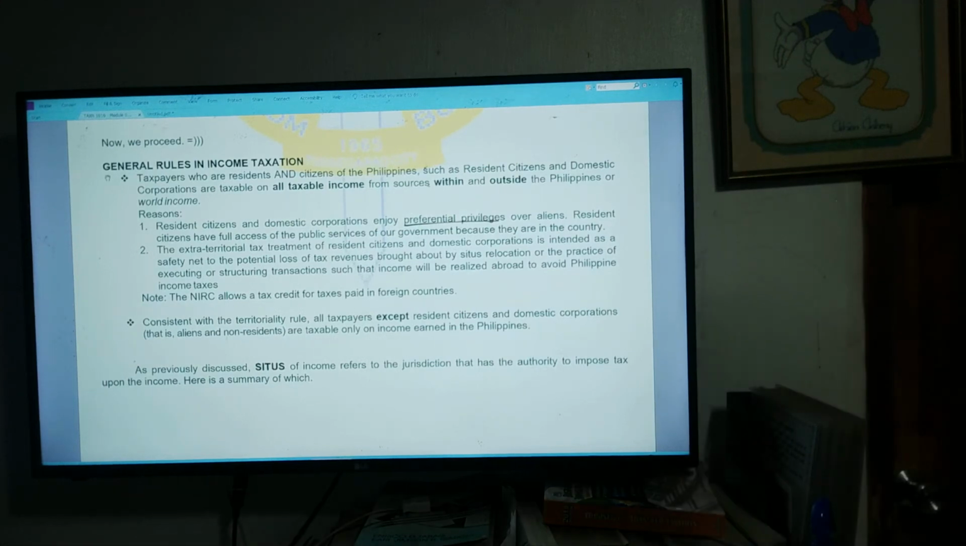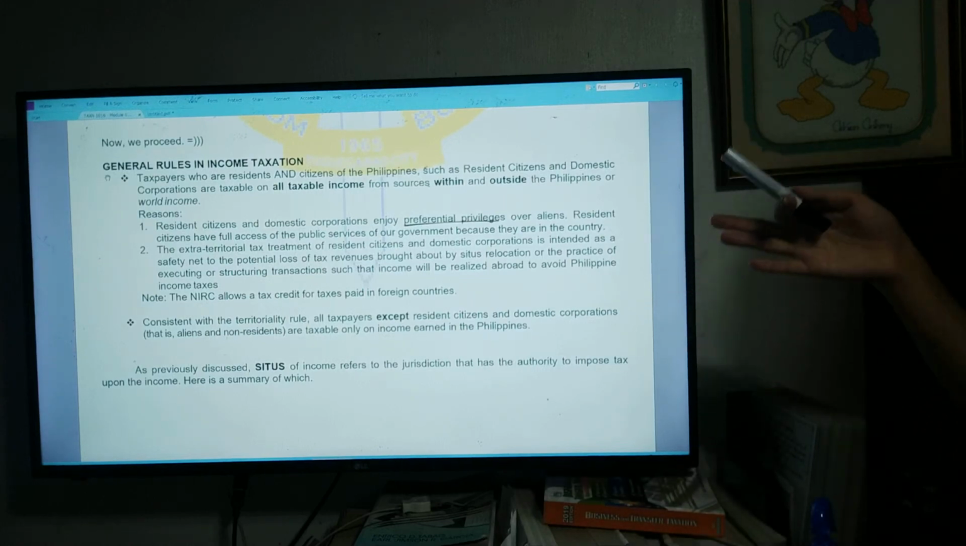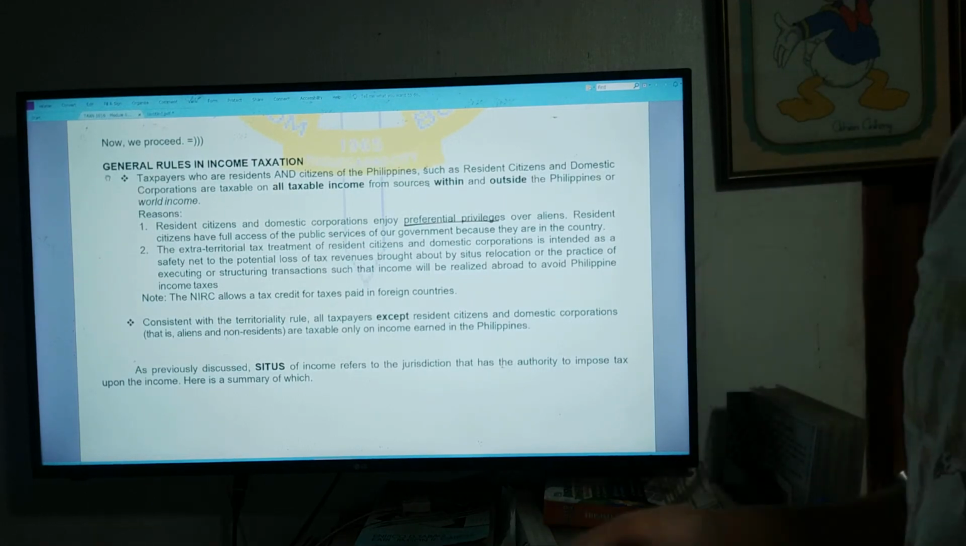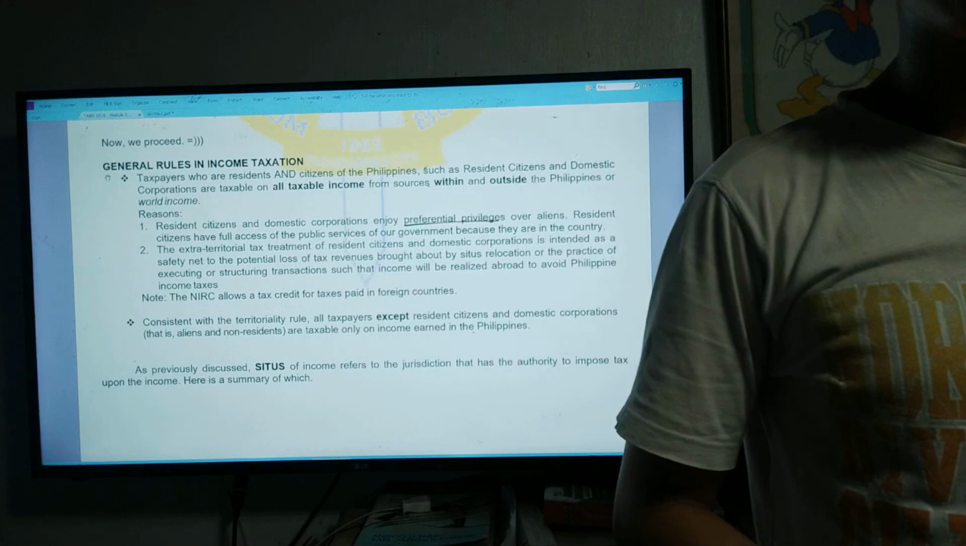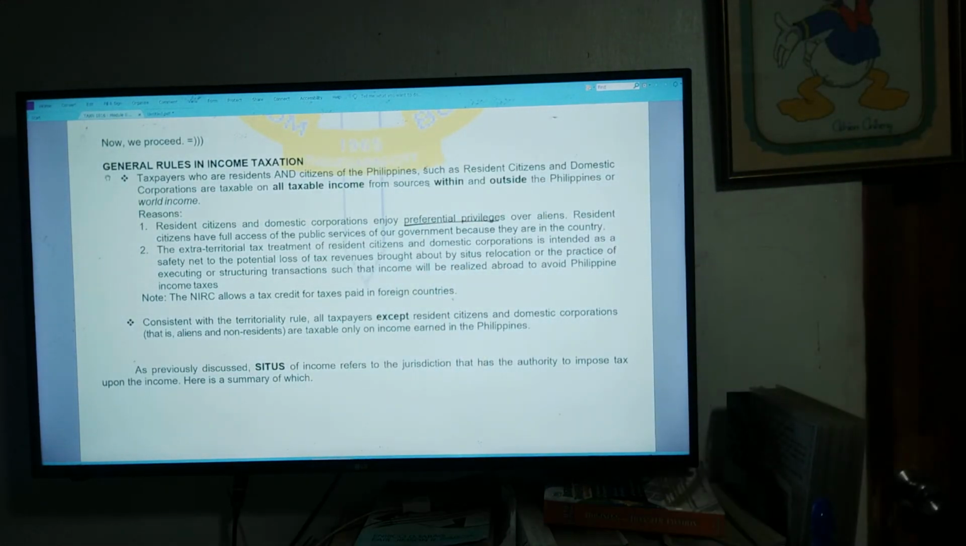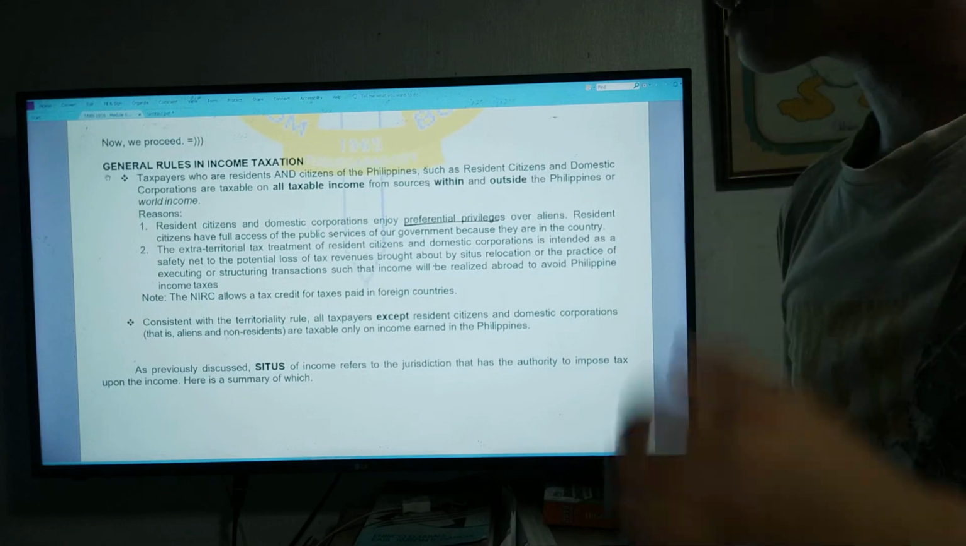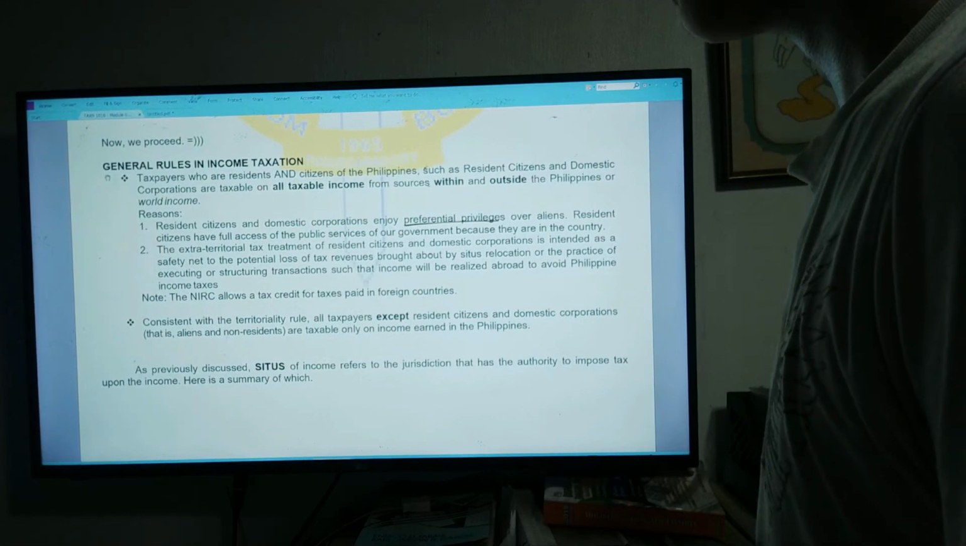Okay, and of course, it's with this reason na dapat global ho ang approach natin when it comes to resident citizens. They should be taxed both from their income within the Philippines and from their income outside the Philippines as well.